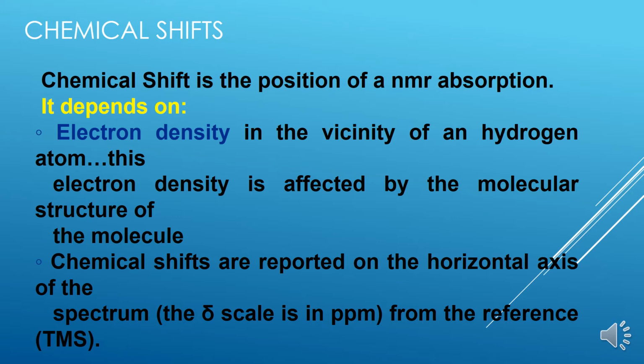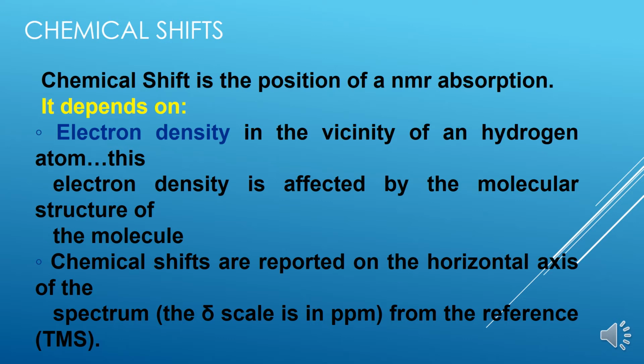One could distinguish the de-shielded protons and shielded protons. Normally, de-shielded protons are having less electron density, and shielded protons are having more electron density. So in the vicinity of the hydrogen atom, we have to look into the electron density. This parameter helps us to distinguish de-shielded protons and shielded protons.